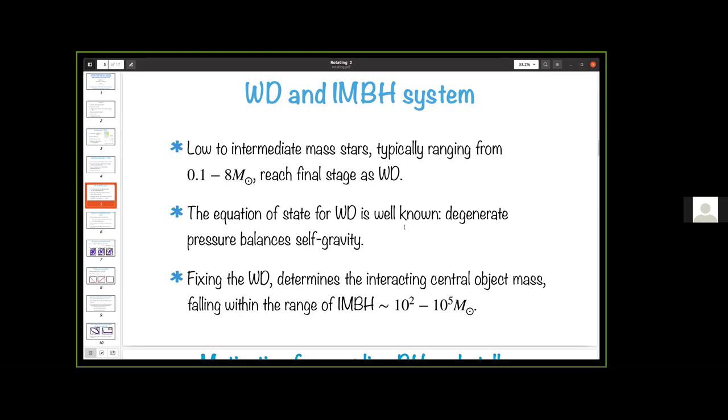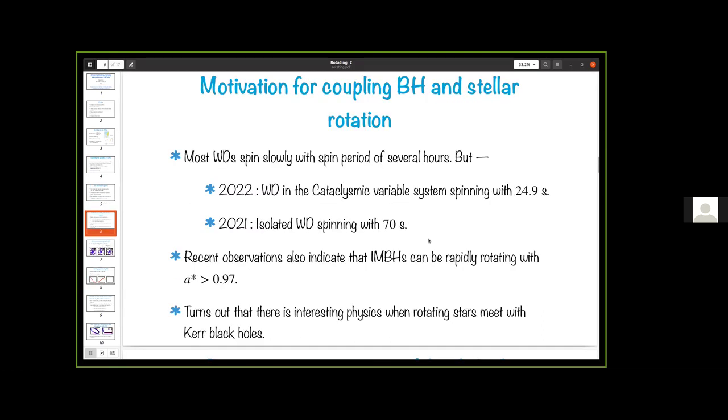Now, once we fix the white dwarf to be our interacting star, that automatically fixes the upper limit of the black hole mass, which falls within the range of intermediate mass black hole systems. Intermediate mass black holes, as we know, are the missing links with a mass range of 10 to the power 2 to 10 to the power 5 solar mass, and are very rarely detectable.